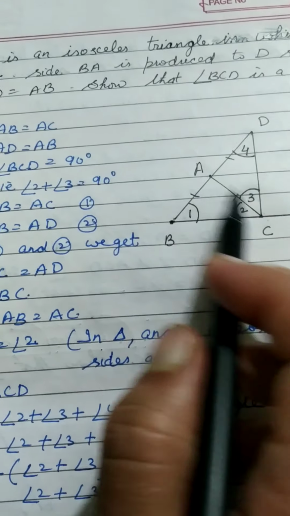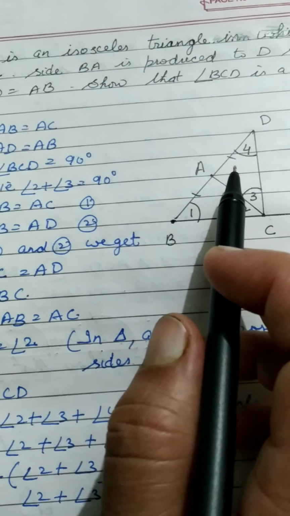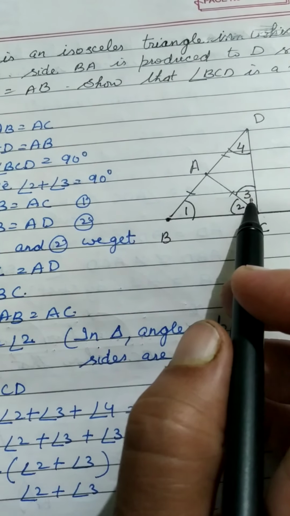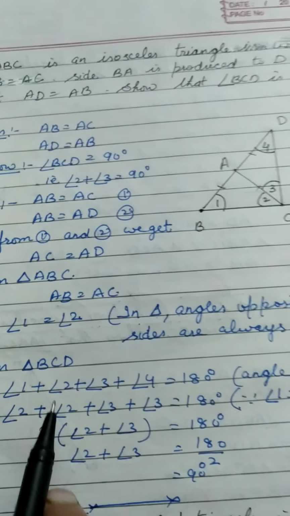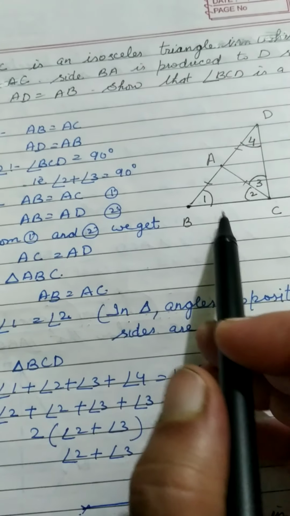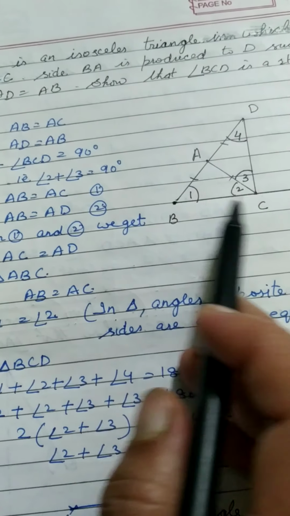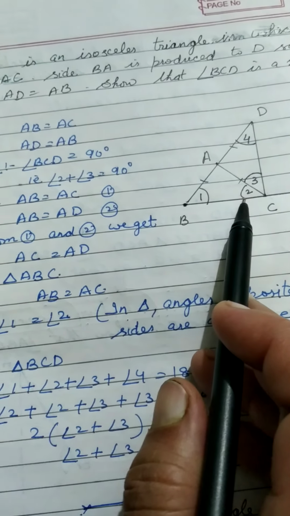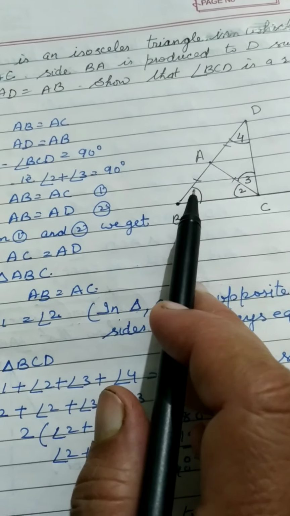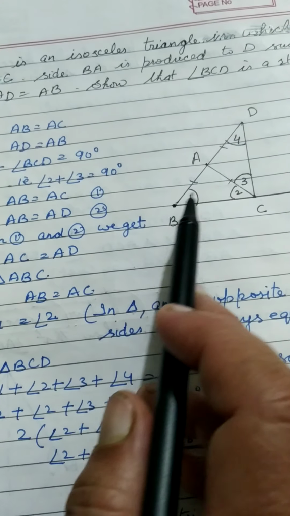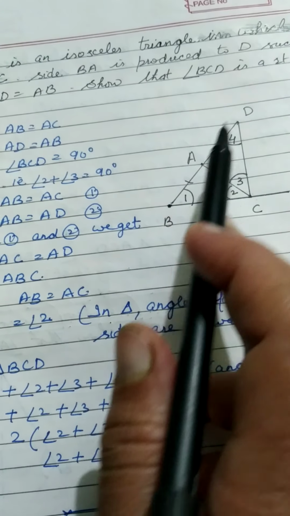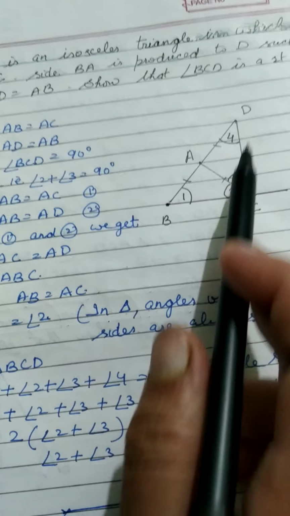Now if these two sides are equal, it means that angles opposite to equal sides are equal, means angle 3 is equal to angle 4. And here, because AB is equal to AC, it means that angle 1 is equal to angle 2. Now we have angle 3 is equal to angle 4 and angle 1 is equal to angle 2. Now we take the triangle DBC.